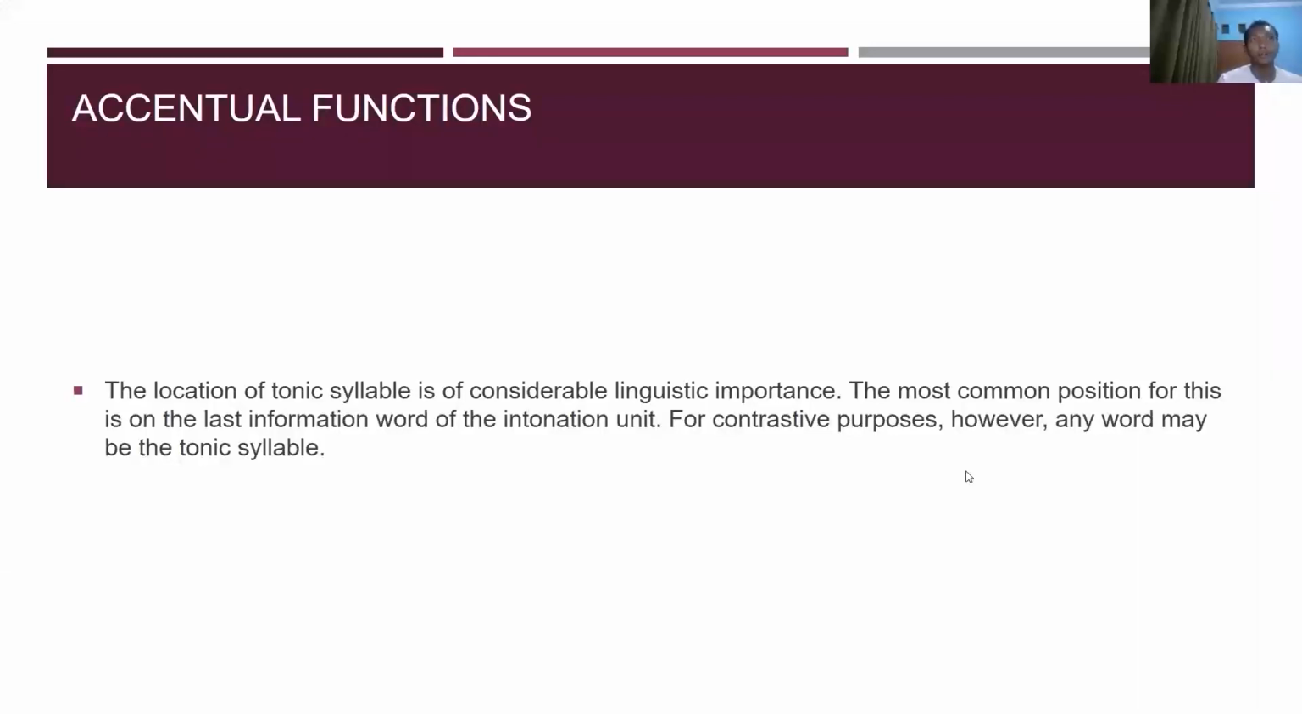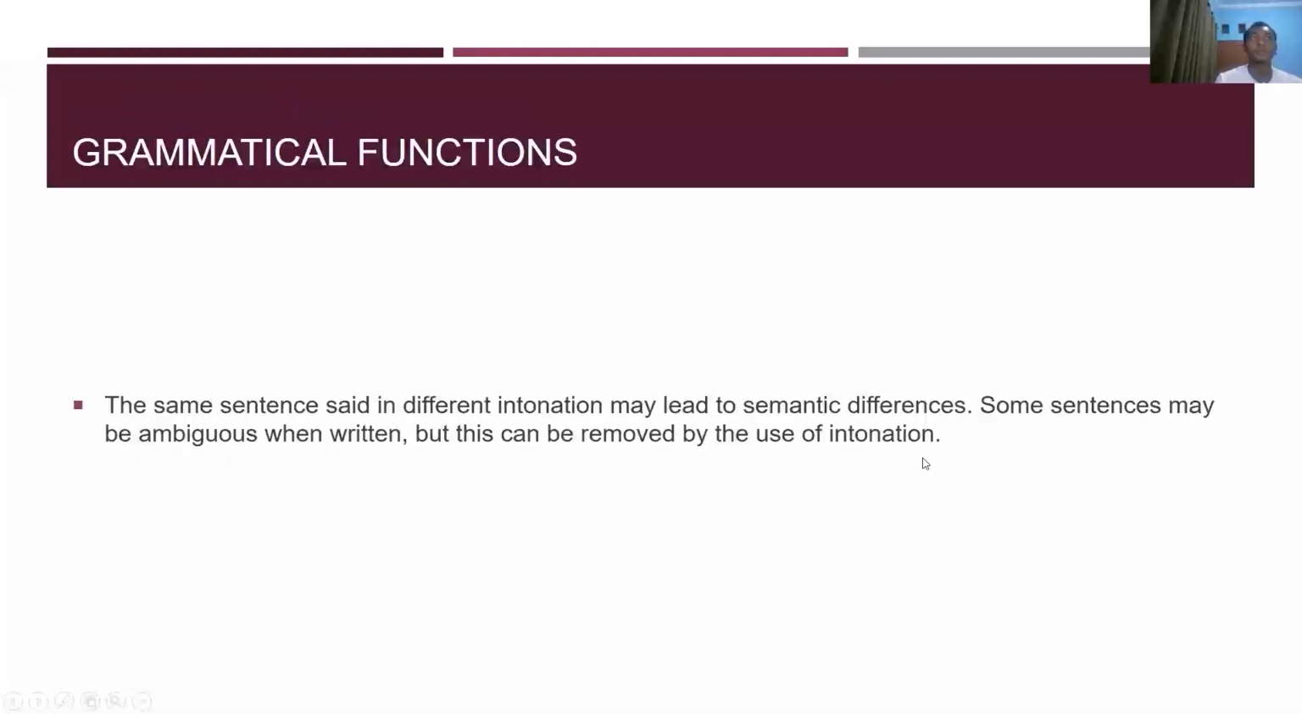The location of the tonic syllable is of considerable linguistic importance. The most common position for this is on the last information word of the intonation unit. For contrastive purposes, however, any word may be the tonic syllable. Grammatical functions: when the same sentence is said with different intonation, it may lead to semantic differences. Some sentences may be ambiguous when read, but this can be removed by the use of intonation.